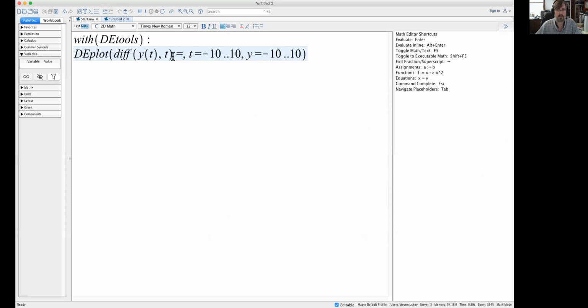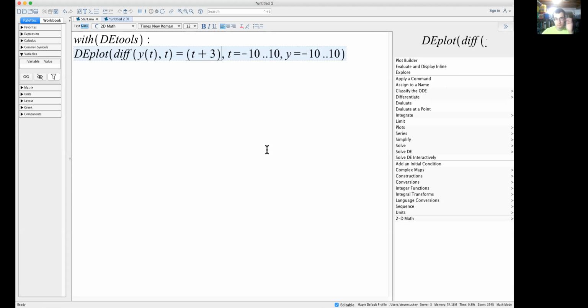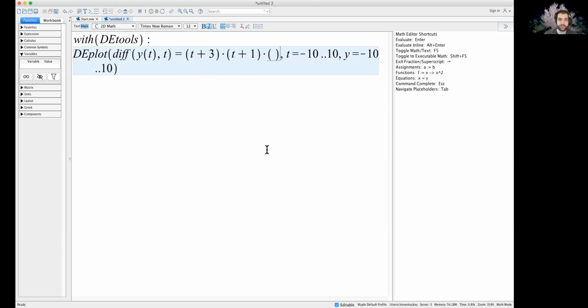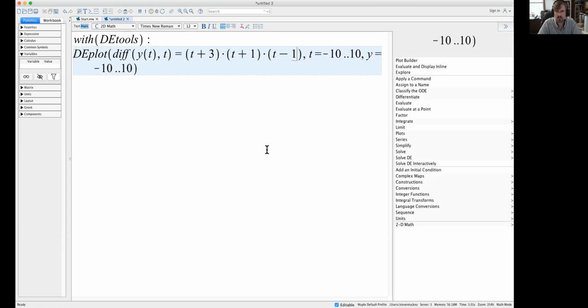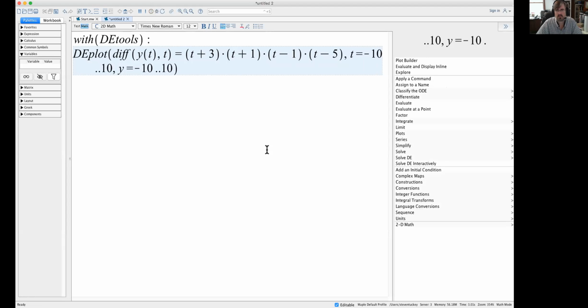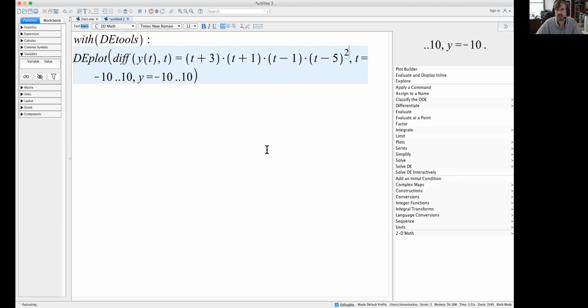If we switch over to Maple, all I have to do now is throw in that function. I'm just going to type it in. Putting parentheses doesn't automatically mean multiplication to Maple, so just remember you've got to put multiplication signs in between. So that's t minus 1 times t minus 5, and that's raised to the second power.